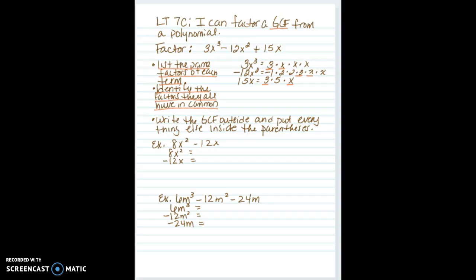So what I'm actually doing is undoing the distributive property, and I write my answer with a parenthesis. The numbers that I underlined, the 3 and the x from each term, go outside the parentheses. Everything left over goes inside the parentheses. So I look at the first term, and I did not use this x right here or this x right here. X times x is x squared.